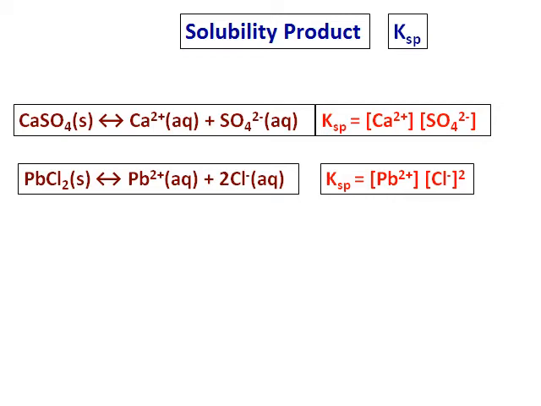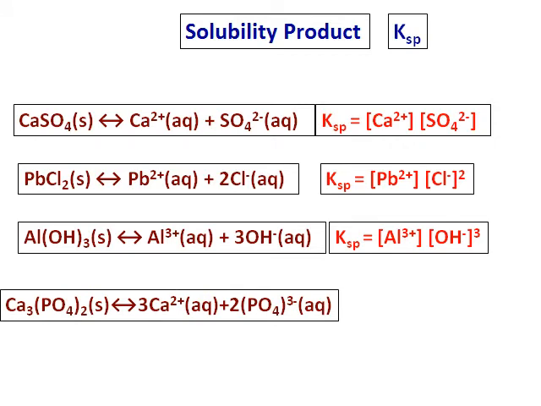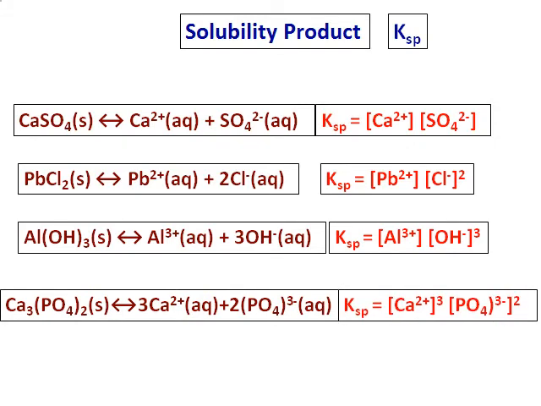Similarly, for aluminum hydroxide, the concentration of OH minus should be raised to the power of 3. And for calcium phosphate, the calcium will be raised to the power of 3 and the phosphate should be raised to the power of 2. So the bottom line is, before writing the Ksp equation, remember to balance the equation.